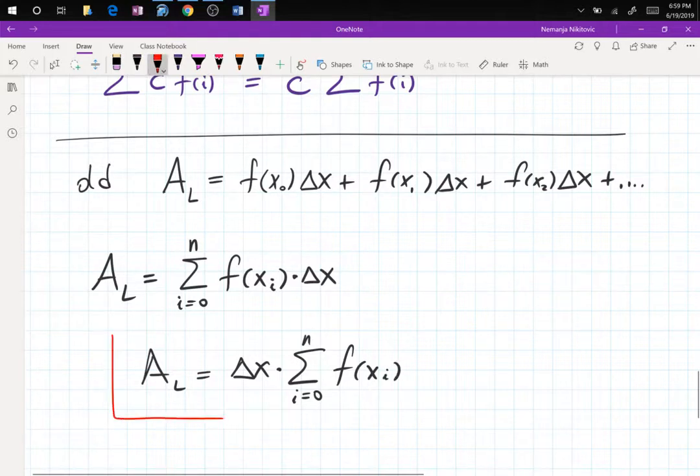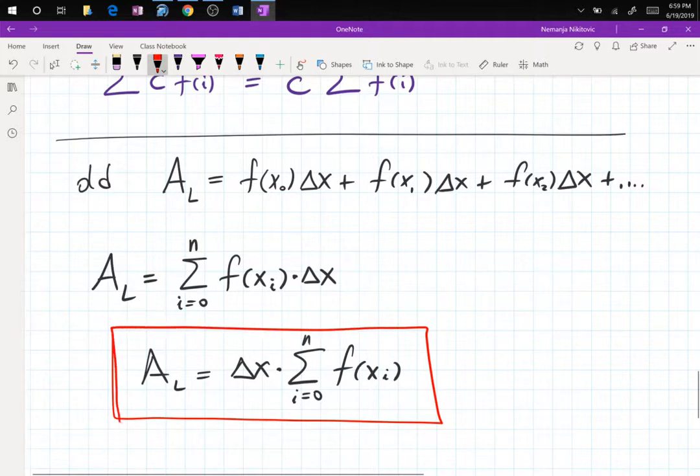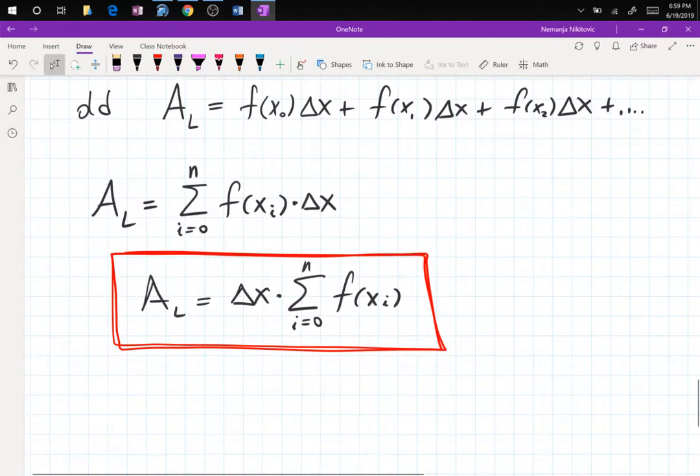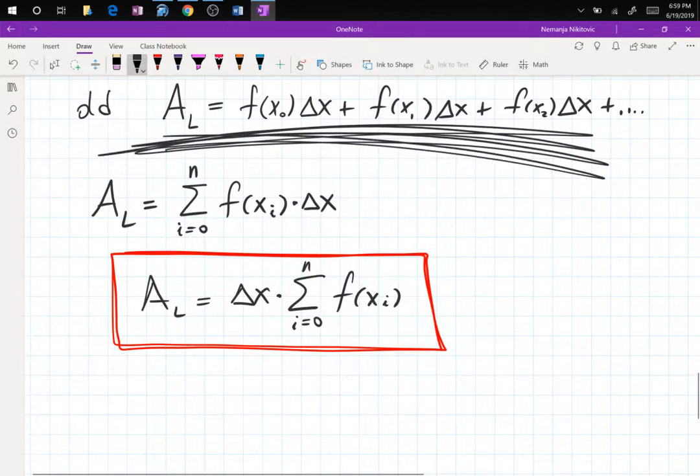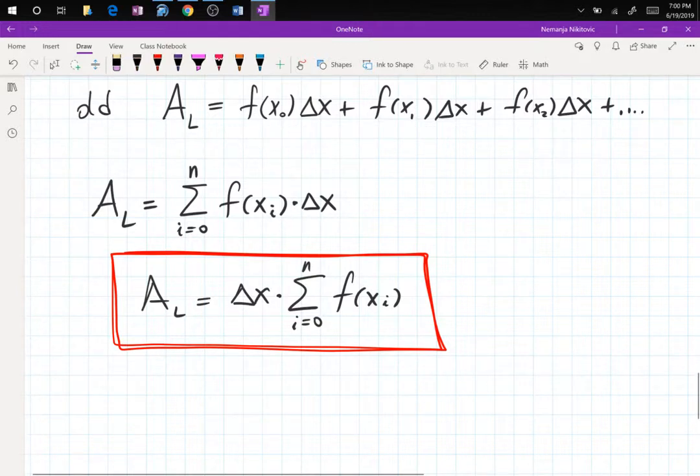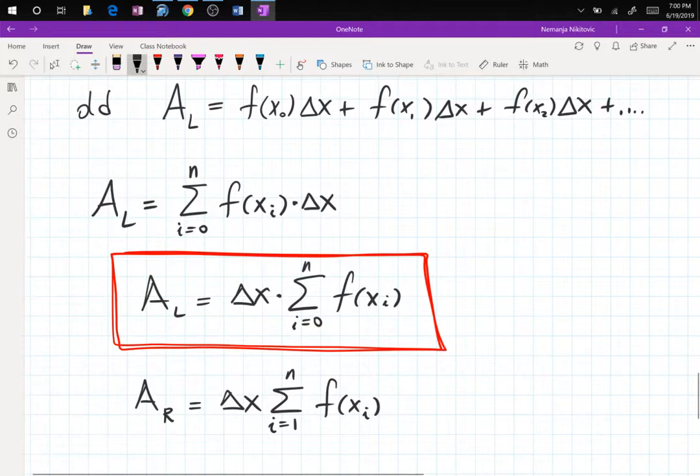And this is the compact version of the formula we have seen before. Like we saw the formula in this light, everything was expanded. Now we compress this. Also, the area of the right points is going to be delta x times the summation that starts with i equals 1 to n of f of xi. Remember, for the right points you shift by 1, right?